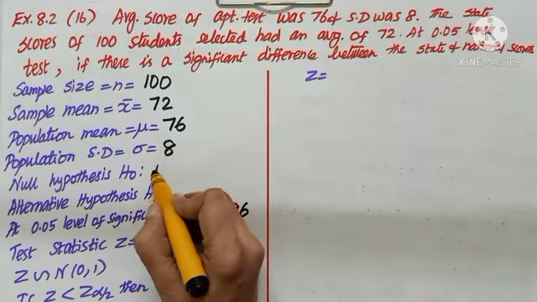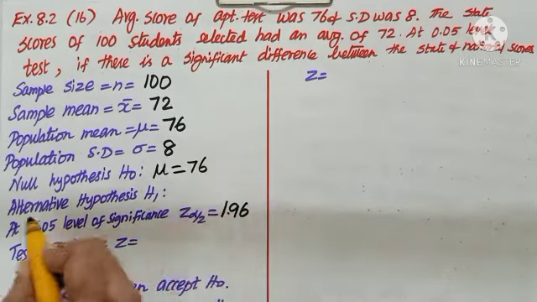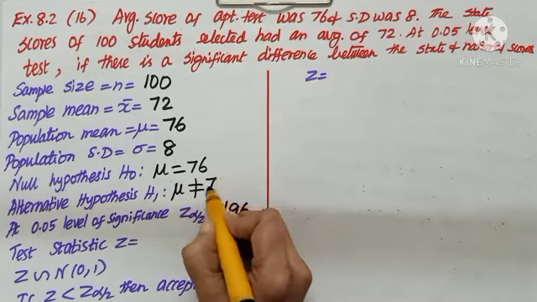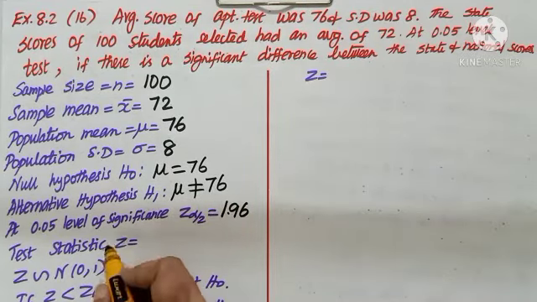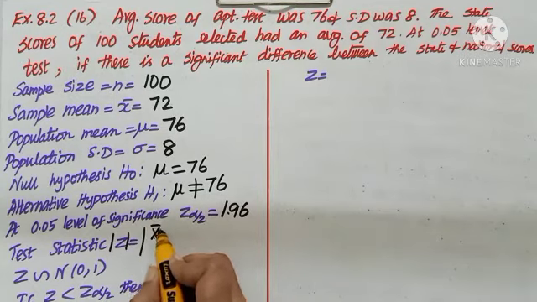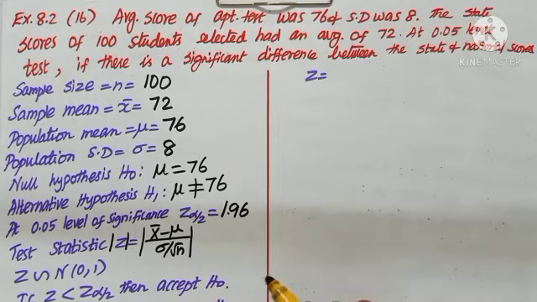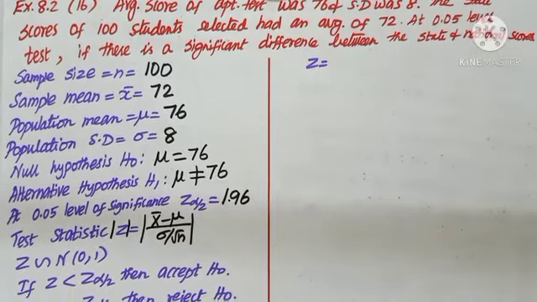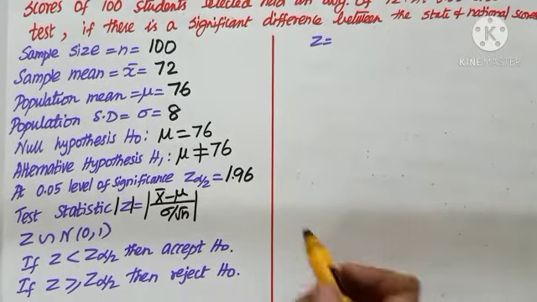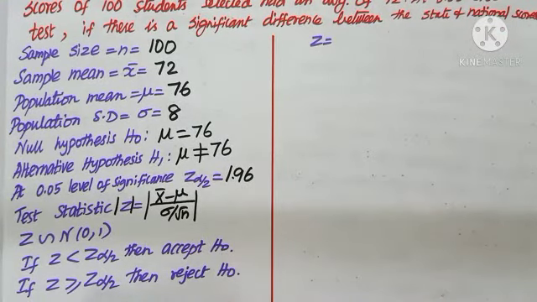What is H0? Mu equals 76. And what is H1? Mu not equal to 76. The test statistic mod z equals mod of x bar minus mu by sigma by root n. And in all the problems, we remember to write z follows N(0,1). Z is a standard normal variate with mean 0 and variance 1. If z is below 1.96, accept H0; above or equal to 1.96, reject H0.